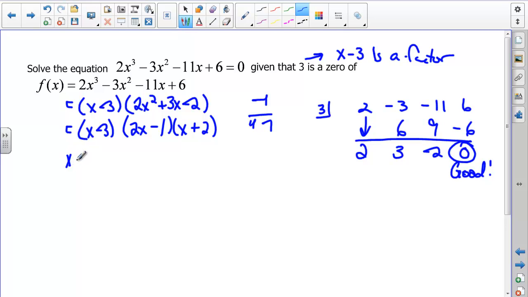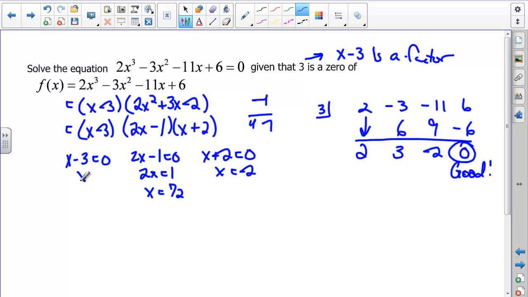When we have these as factors, we know x minus 3 equals 0. We know 2x minus 1 equals 0. And we know x plus 2 equals 0, which allows us to say x equals negative 2. 2x equals 1, x equals 1/2, and x equals 3. So my zeros are negative 2, 1/2, and 3.